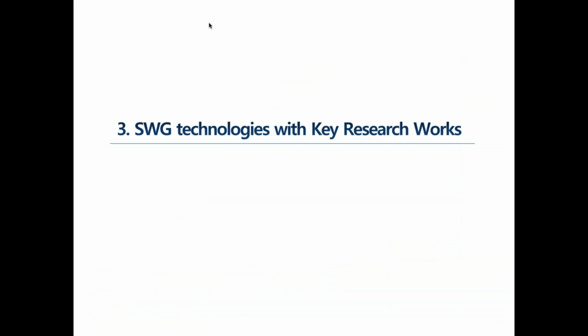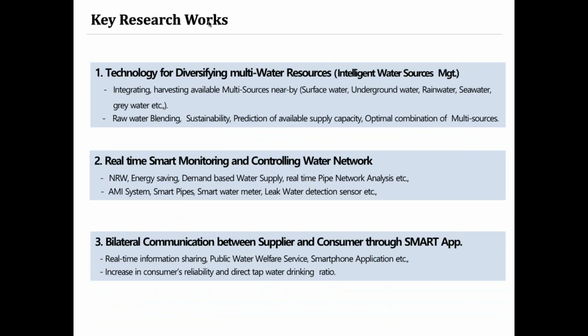Now I would like to talk about the key research works we have done so far by our research group. The first is diversifying technology for multi-water sources to secure water. The second is real-time smart monitoring and controlling of water networks by using the AMI system. The third is app-based bilateral communication with various types of applications between a supplier and a customer.